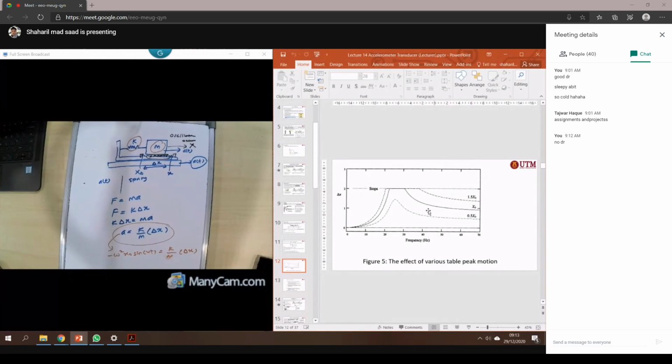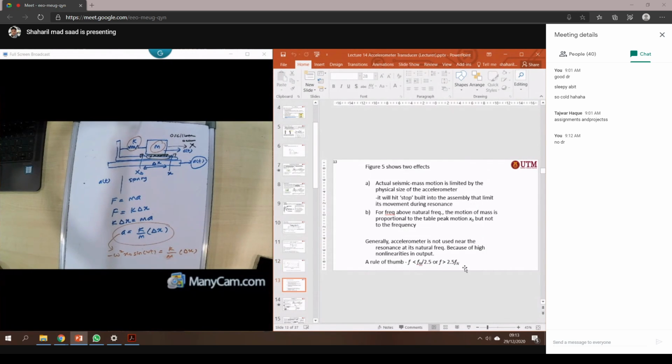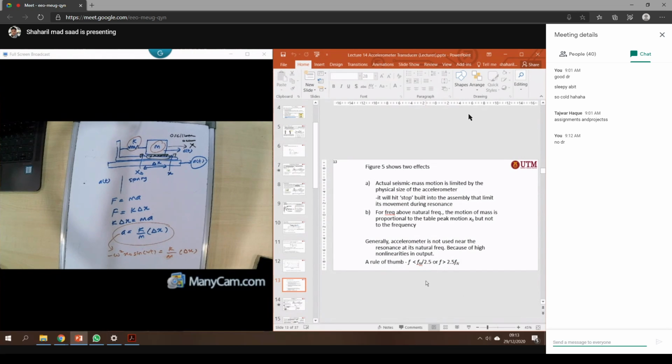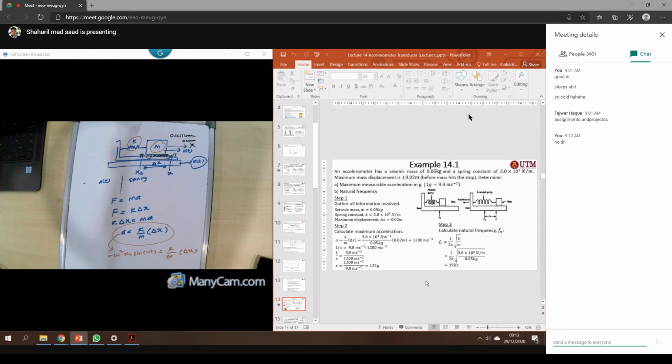And then this is the graph at the different frequencies, right? Okay, and actually because we want to limit the physical size of the oscillator, it will hit the stop, right? The stopper there, right? As a rule of thumb, that means our frequency needs to be the natural frequency divided by 2.5. Okay, so this is the rule of thumb.